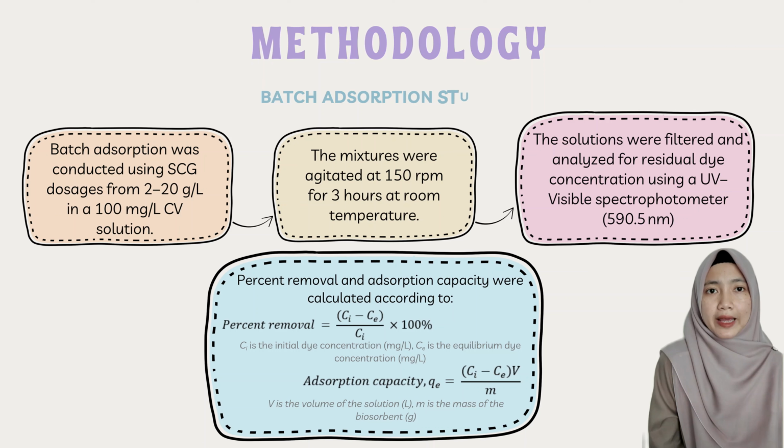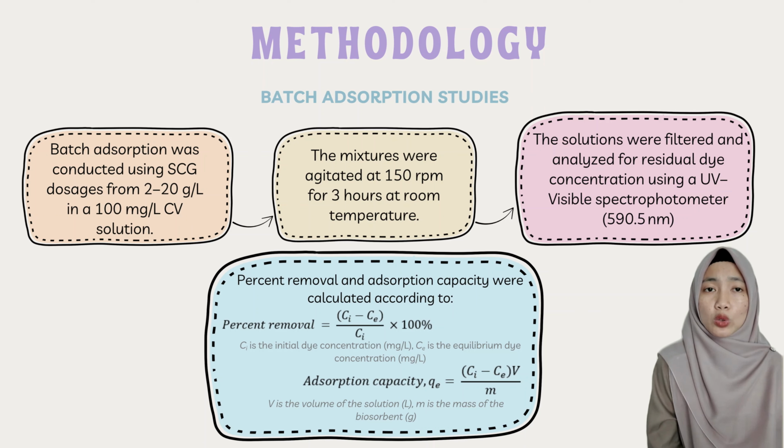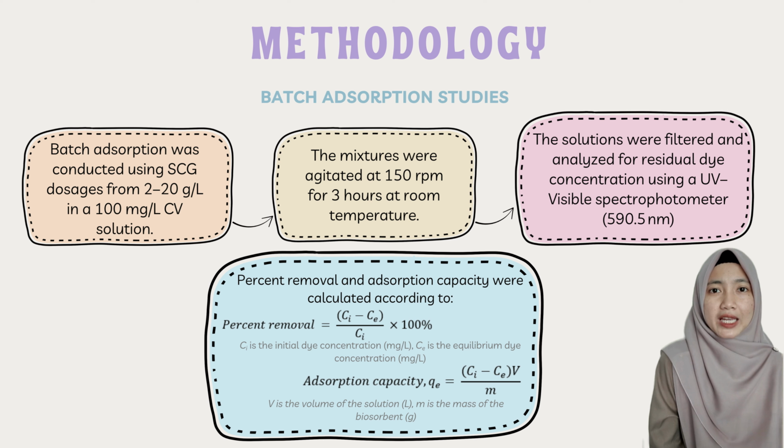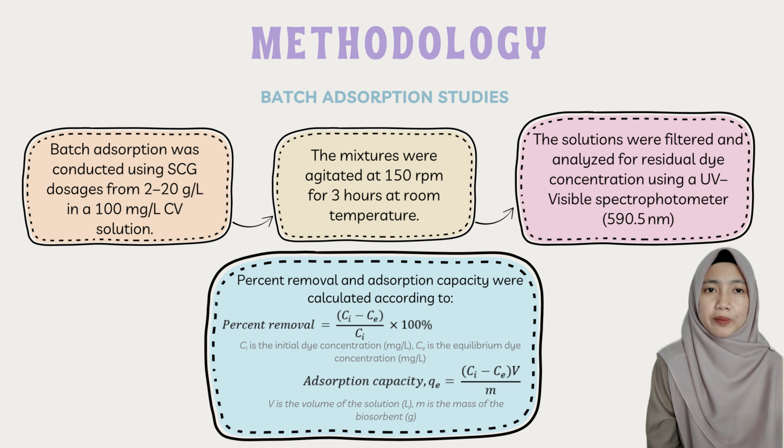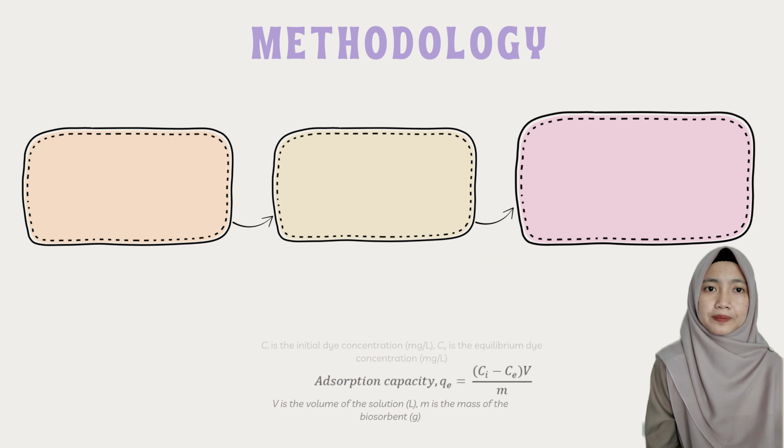In the adsorption test, we prepared a 100 mg per liter crystal violet solution. We tested adsorbent dosages from 2 to 20 gram per liter, shaking them for 3 hours at room temperature. After filtering, we measured the remaining dye using an ultraviolet spectrophotometer at 590.5 nanometers.